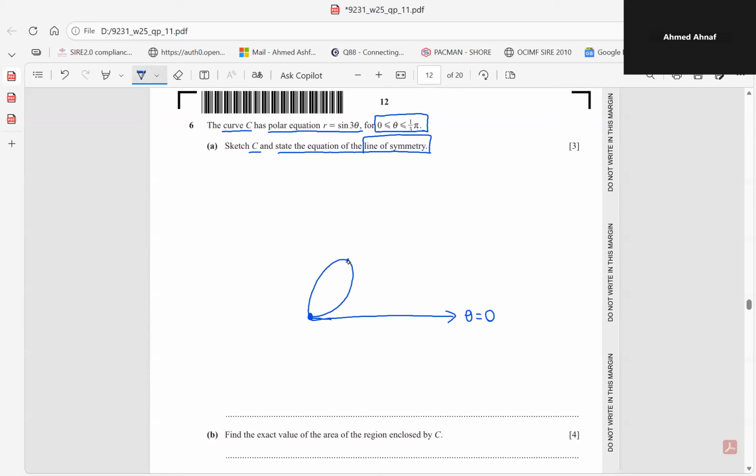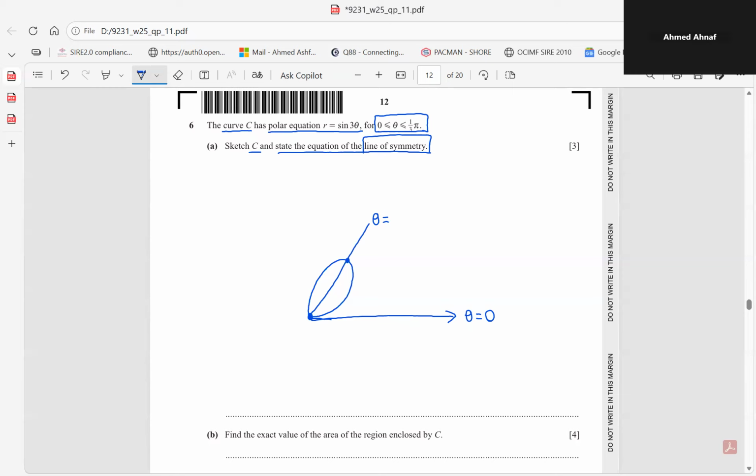So there would be a point where it reaches its maximum. So this would be the line of symmetry. So we need to find out what value of theta this is. The value of theta that it occurs at is when r is at its maximum value. And since r equals sine 3 theta, we need to know the maximum value of sine 3 theta. And that's really simple. It's just 1.